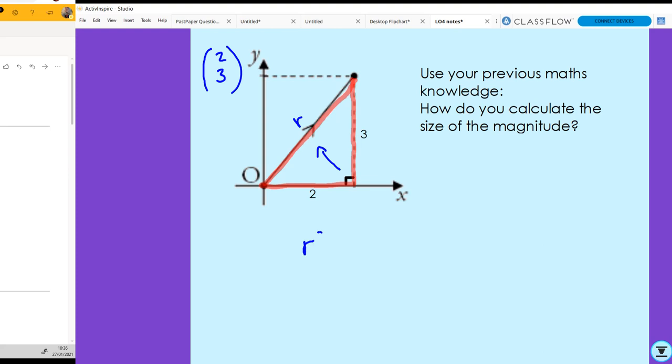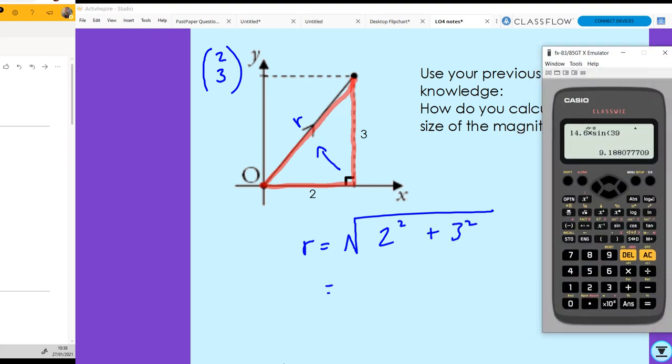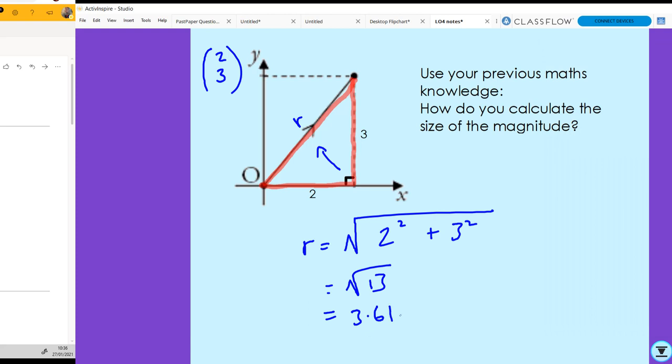So to work out the radius squared, you square the x component and the y component, and then you take the square root of it. We can actually shorthand this a bit and straight away say that the radius is the square root of the x component squared add the y component squared. So that's the square root of 2 squared, 4, add 3 squared, 9, which gives us the square root of 13. And if we round that to 2 decimal places, 3.61. That's its length. So the length of that line is about 3.61 when we round.